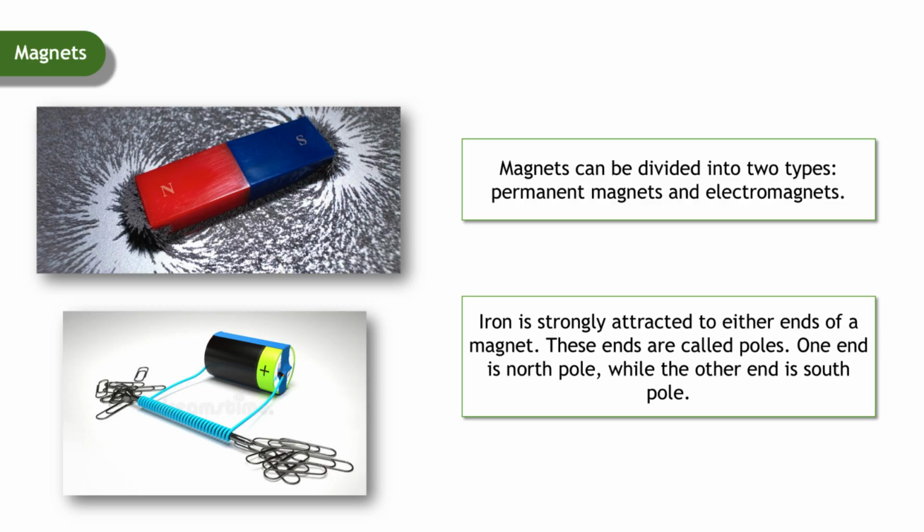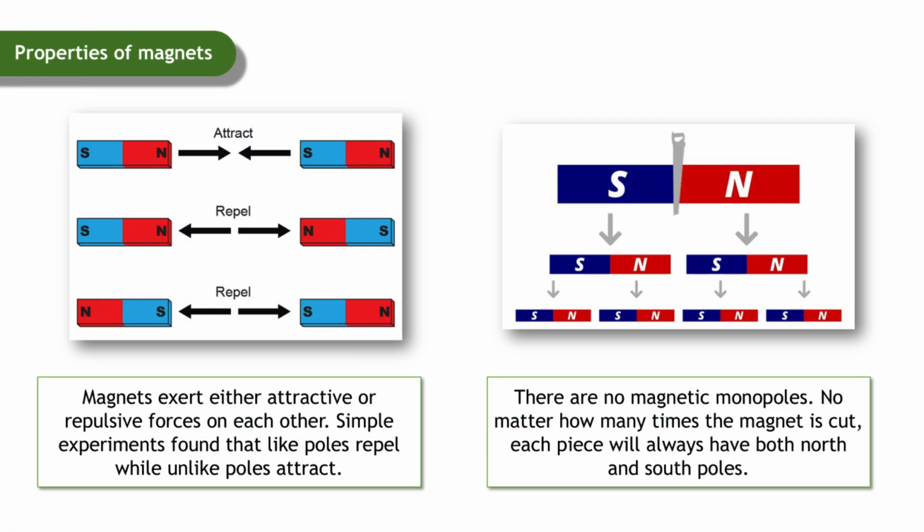Magnets can be divided into 2 primary types: permanent magnets and electromagnets. You've likely seen iron objects being strongly attracted to the ends of a magnet. These ends are what we call poles. Moving on to how magnets interact, we see that they exert either attractive or repulsive forces on one another. Simple experiments show that like poles repel while unlike poles attract.